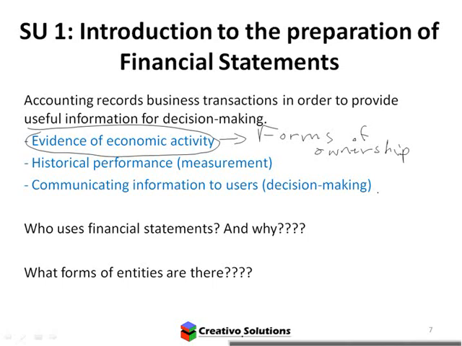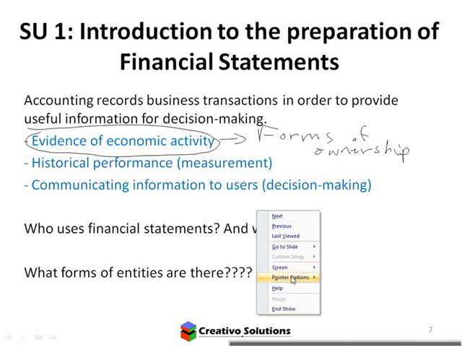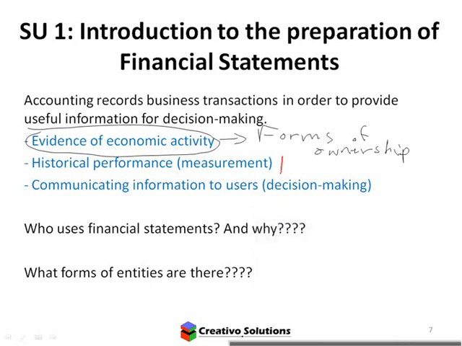So, to government in terms of SARS. Government is going to want to see income and expenses to determine tax. Historical performance, we're looking at past information. When we look at past information, we need to consider the financial year, which is how long? 12 months. So that doesn't change.